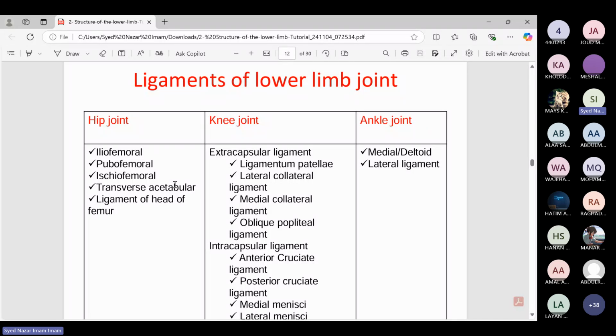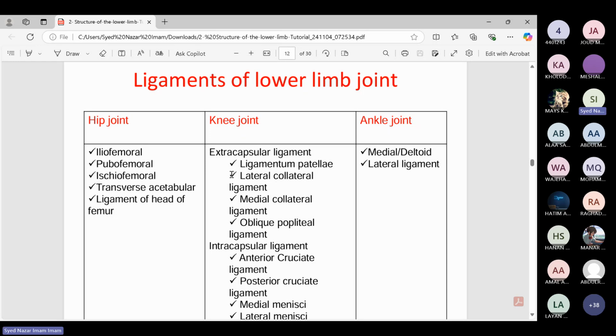Remember, there is the acetabular labrum, that is a cartilage. And the two ends of the acetabular labrum are connected with each other by a ligament. That ligament is called the transverse acetabular ligament because of its position. So we have five ligaments here in the hip joint.